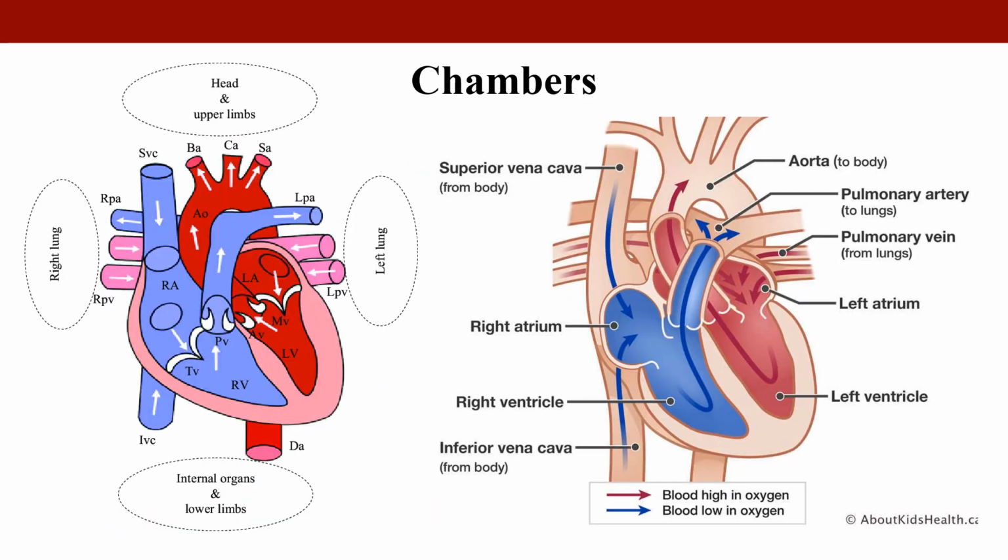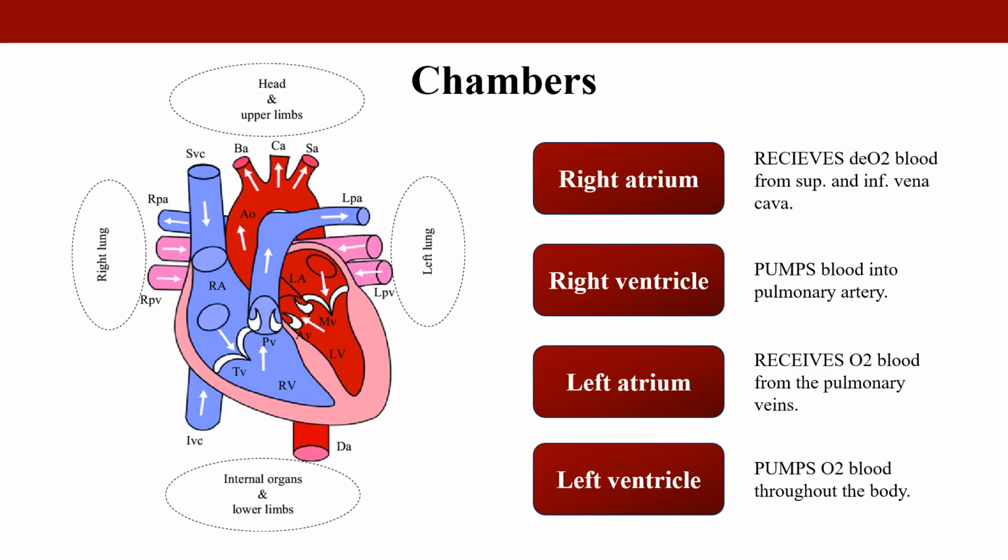To summarize, the right atrium receives deoxygenated blood from the body via the superior and inferior vena cava. The right ventricle pumps deoxygenated blood into the pulmonary artery and lungs for oxygenation. The left atrium receives oxygenated blood from the lungs via the pulmonary veins. The left ventricle pumps oxygenated blood into the aorta and throughout the body. The walls of the ventricles are thicker than those of the atria, reflecting the higher pressures required to pump blood out of the heart. The left ventricle, which pumps blood into the systemic circulation, has the thickest walls due to the high pressure it must generate.